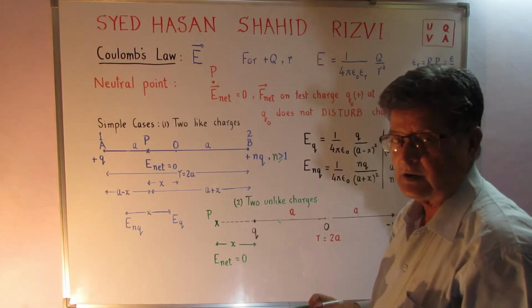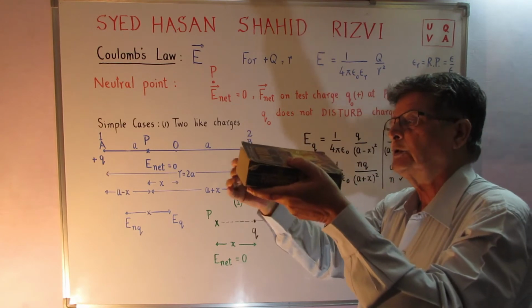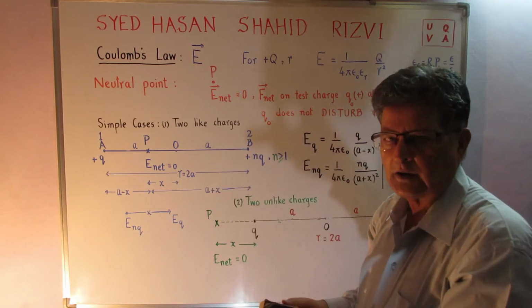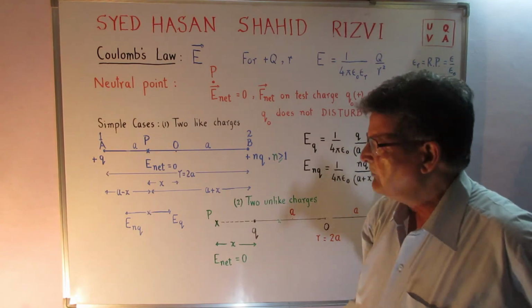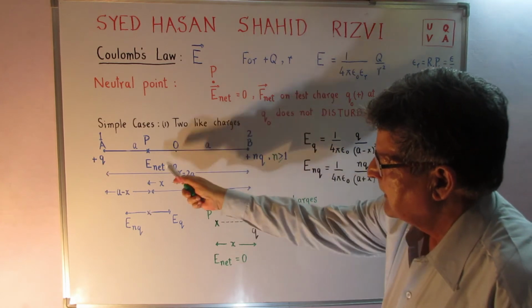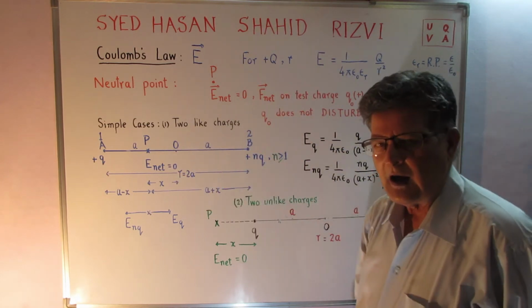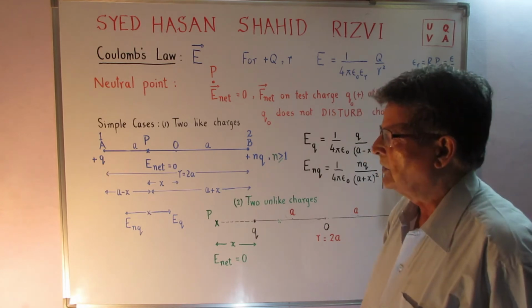And at this point, if you calculate the electric field due to equal charges put at the corners of this rectanguloid or cube or any kind of a structure that we have, then the electric field at that point due to equal charges at the corners will be zero.